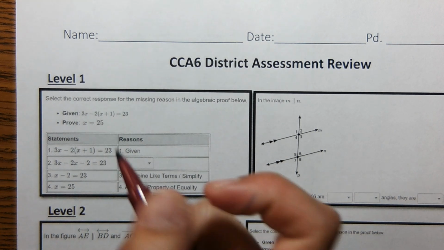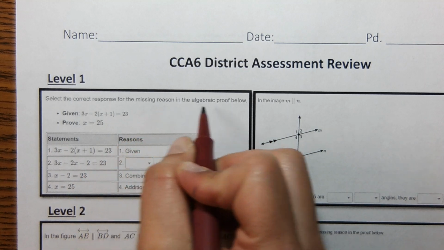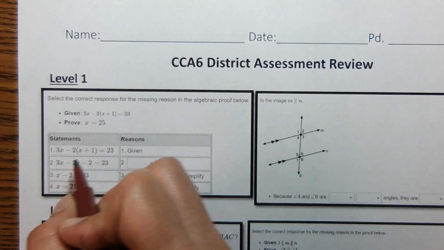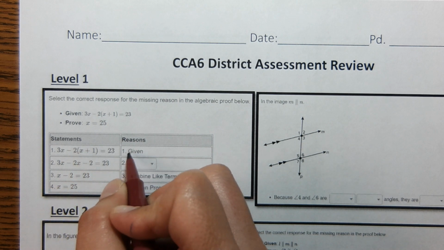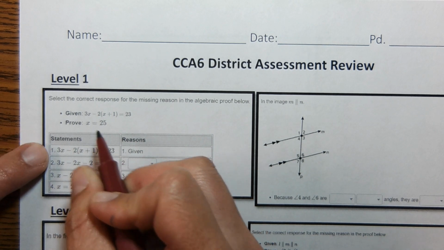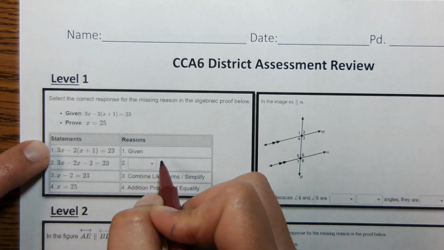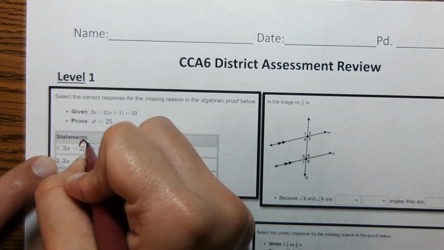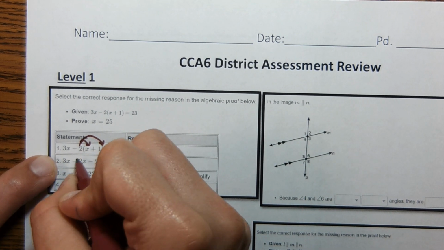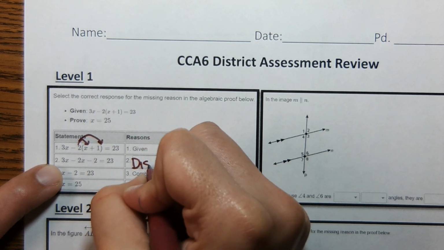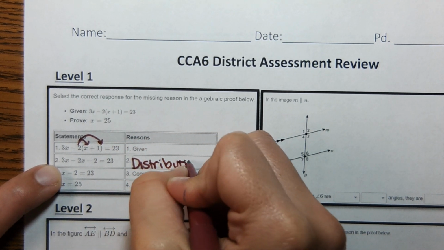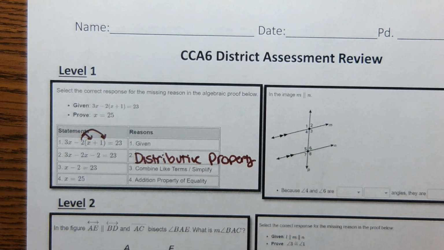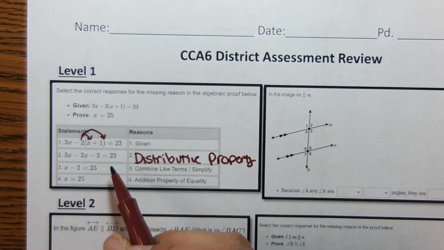So here it says select the correct response from the missing reason of the algebraic proof below. It says the given is this equation. And remember, given always goes in that first statement. So they already filled that in. And now they're just solving it, and they're just naming the reasons or like how they're solving it. So from this step to this step, they're distributing this 2 to both of those terms. So the reason would just be distributive property of equality to get to that step.